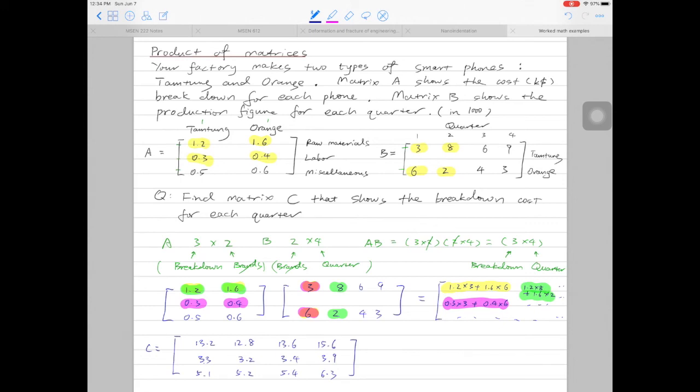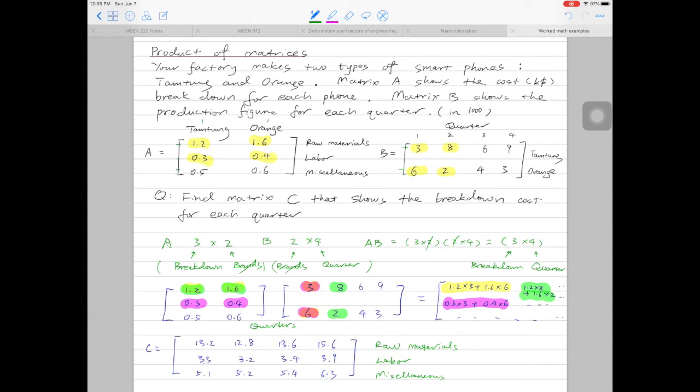Then what is the meaning? We know that the 3 rows are the cost breakdown, and the 4 columns are the 4 quarters. From the matrix, you can easily read out the cost per quarter for making the phones in your factory.